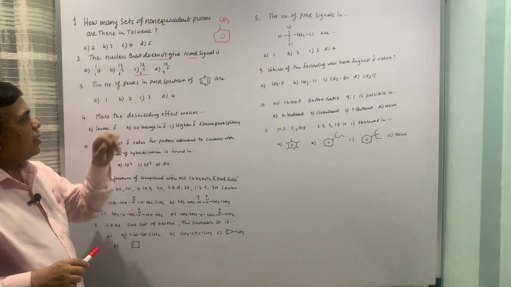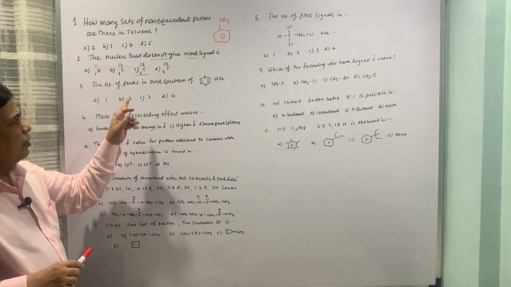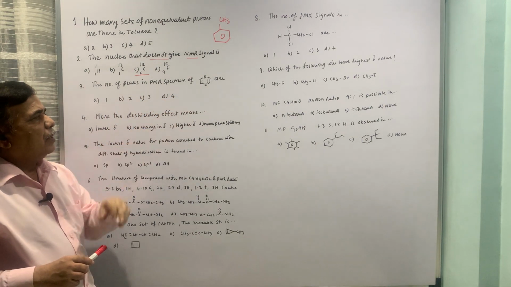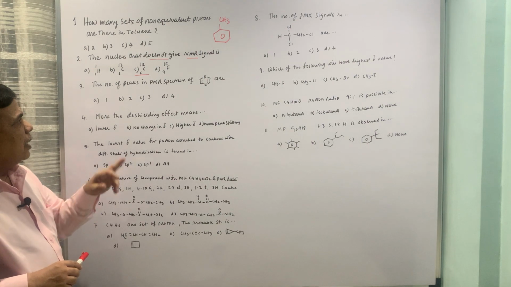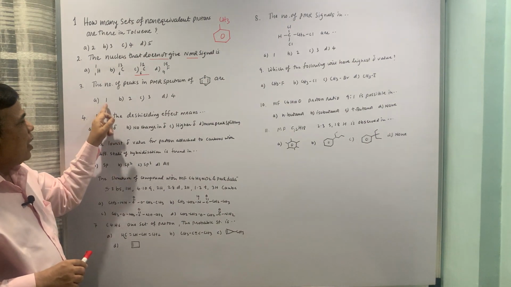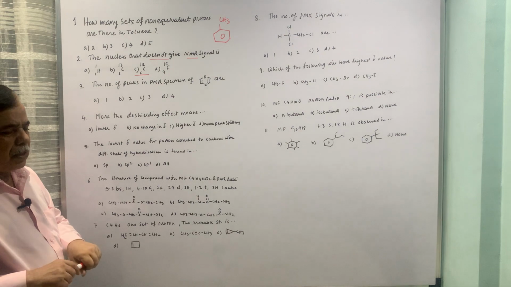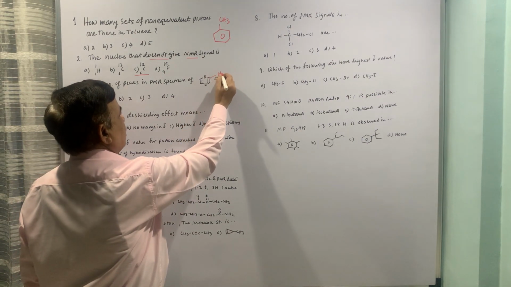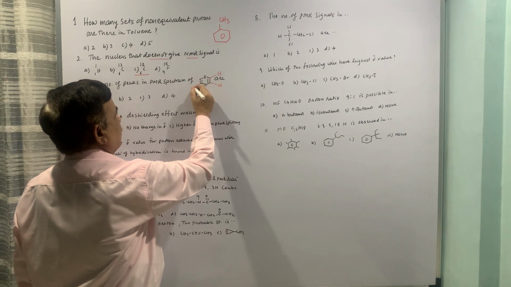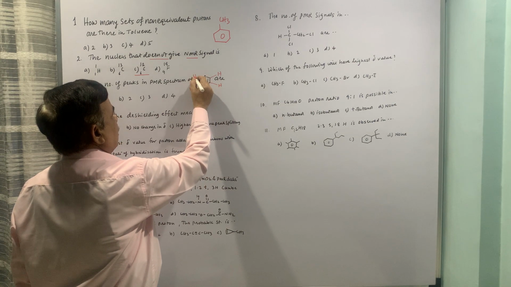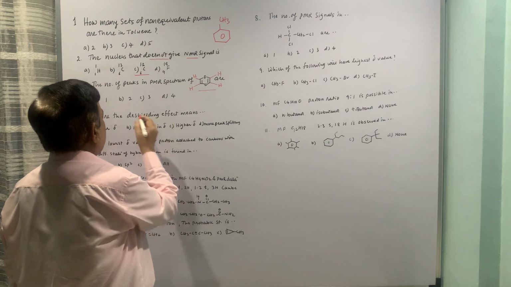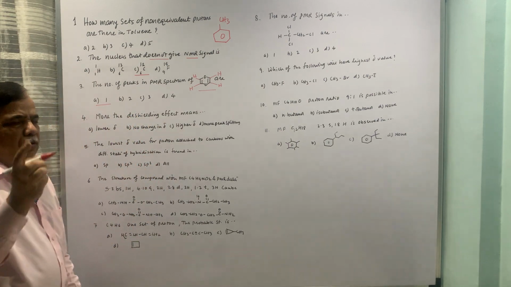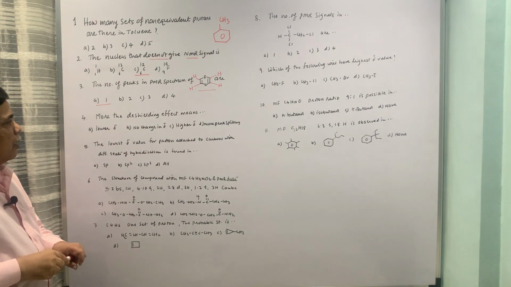The number of peaks in the proton NMR spectrum of this molecule are 1, 2, 3, 4. Of course, all these protons are chemically equivalent. So we expect only one set of protons in this molecule.